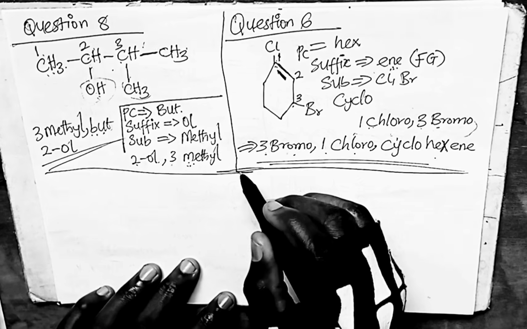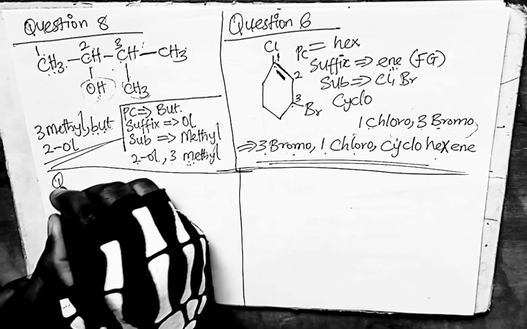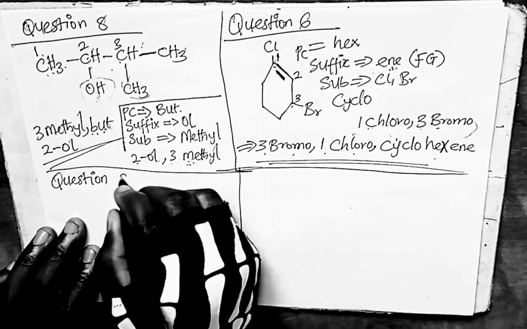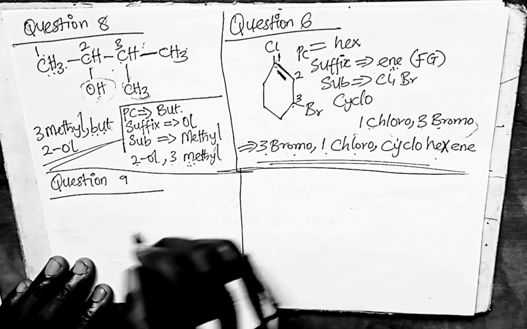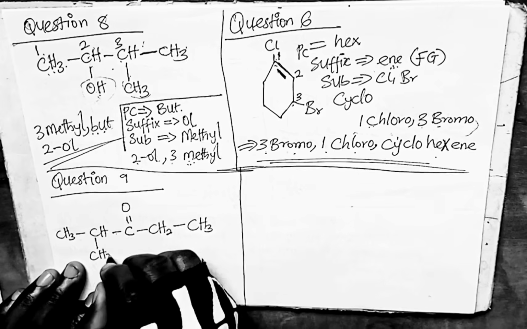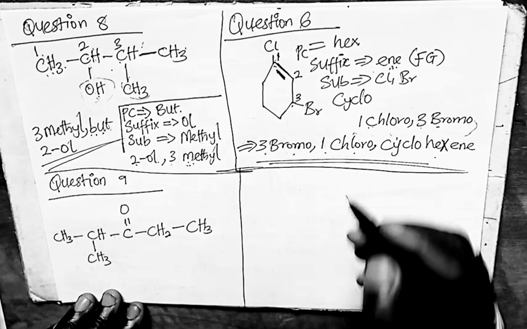Let's move over to the next JAMB question we have here. The next JAMB past question we have here is question 9. I think we have 13. Okay, question 9. What's in question 9? Question 9 is something like this. We have a central C here. Then you have this one bonded to CH3. So how are we going to name this one? We go straight to the point.